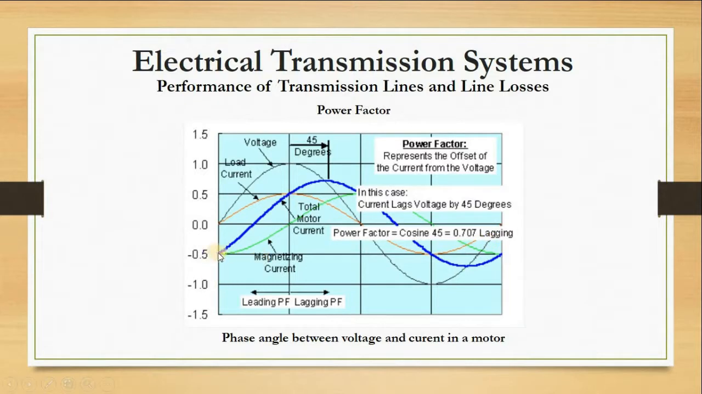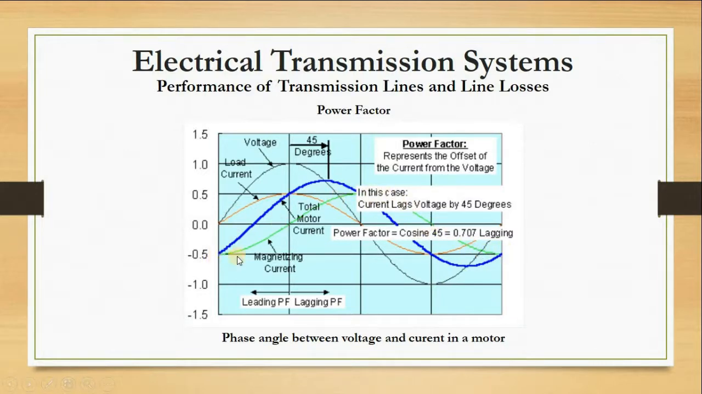Yeah, so here you can see this is the blue waveform, and this arrow is pointing to it, it says the total motor current. And then we also have an orange waveform, which is the load current, the current that is actually going to the load, which is doing useful work. And then the black waveform is the voltage applied to the load. And then the green one, as you can see, is the magnetizing current.